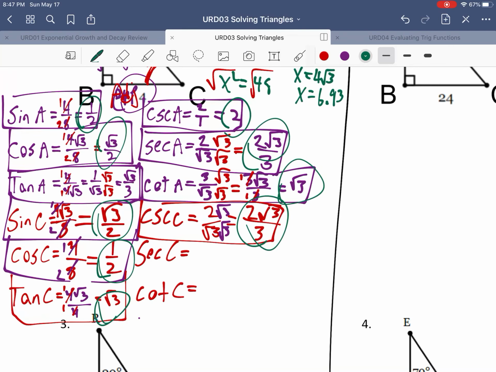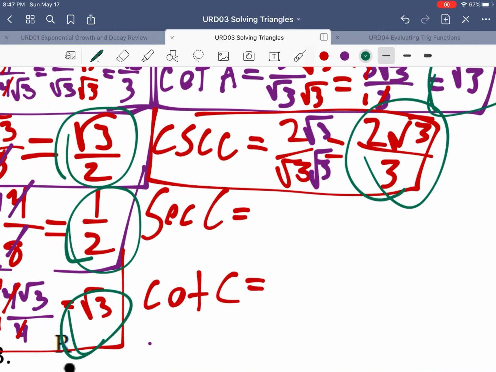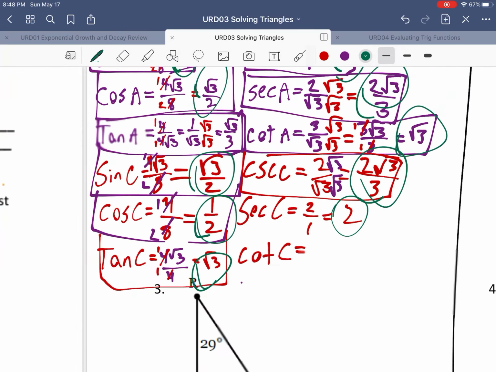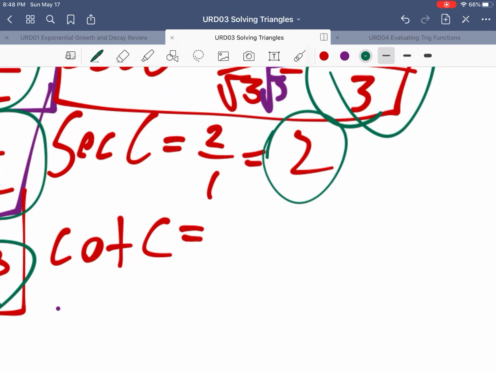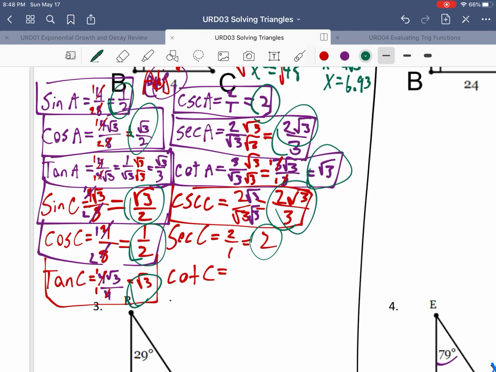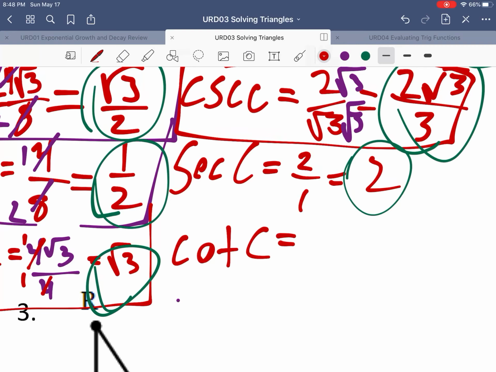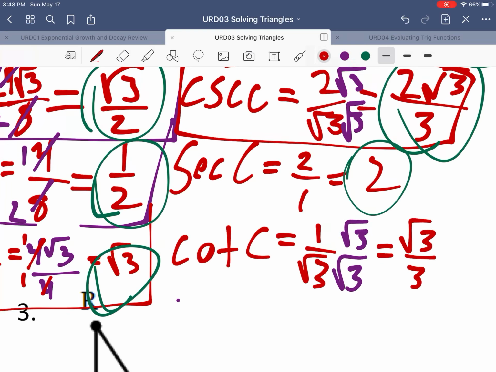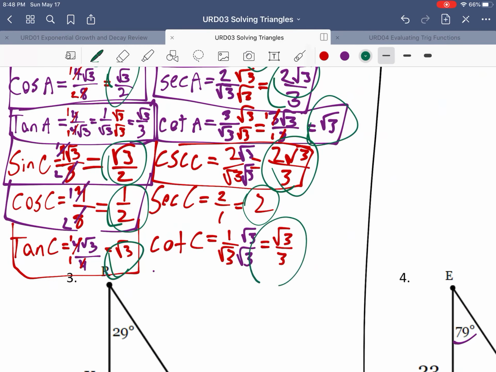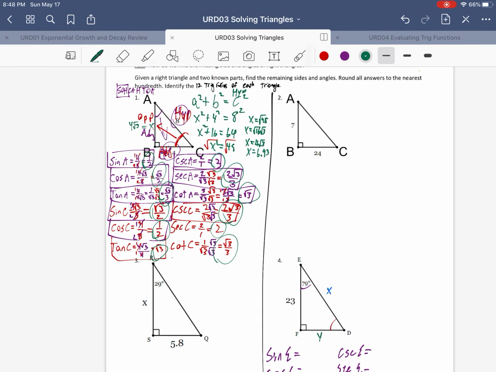So based on that, the cosecant of A, the secant of C should be 2. So the reciprocal of 1 over 2 is 2 over 1, which is 2, which is the same thing as the cosecant of A. And the cotangent of C should be the same as the tangent of A, or radical 3 over 3. We can see that by doing the reciprocal of radical 3, which is 1 over radical 3, where we have to multiply the top and bottom by radical 3, which will then become radical 3 over 3. So now these match as well.